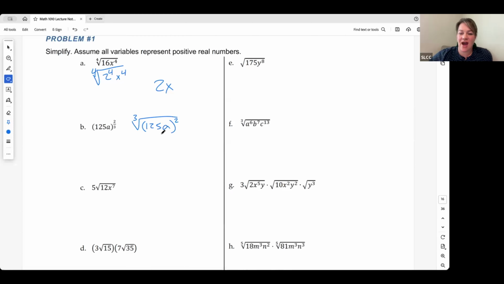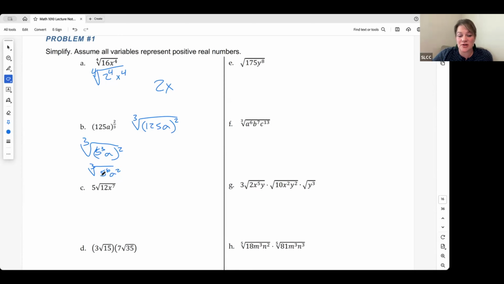Now, 125, if I break it down to primes, is 5 cubed. So I have the cube root of 5 cubed a, but that whole thing is squared. So let's go ahead and get rid of the parentheses by distributing the 2, which means I'll have the cube root of 5 to the 6th, 3 times 2, and then a squared.